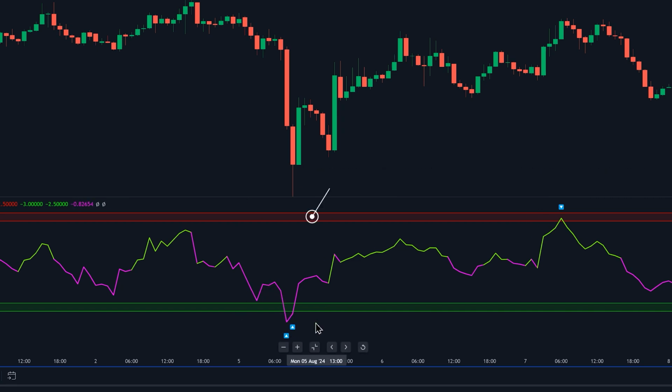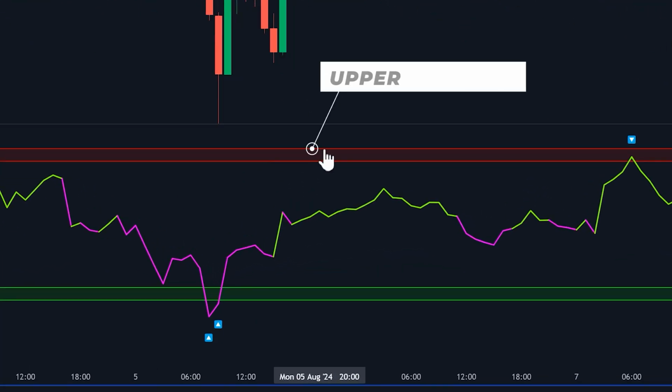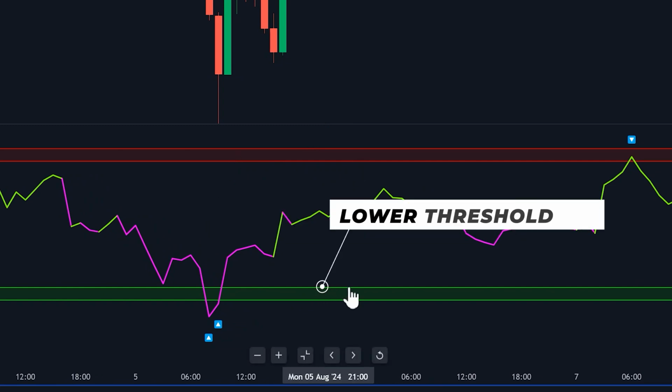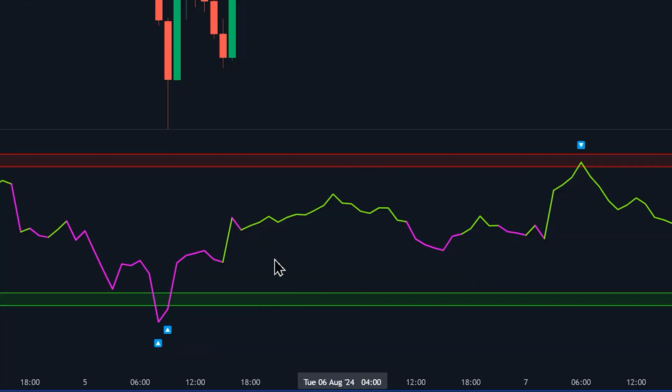Next, we have the upper and lower thresholds, each of which consists of two levels. We have the upper threshold top and the upper threshold bottom. We also have the lower threshold top and the lower threshold bottom. These thresholds help identify whether the market is overextended. The indicator generates buy and sell signals based on these thresholds.